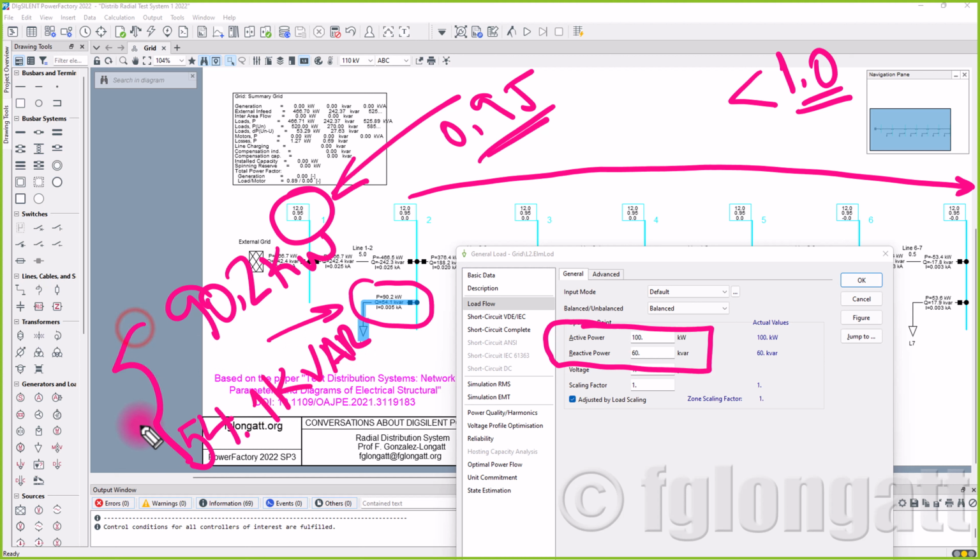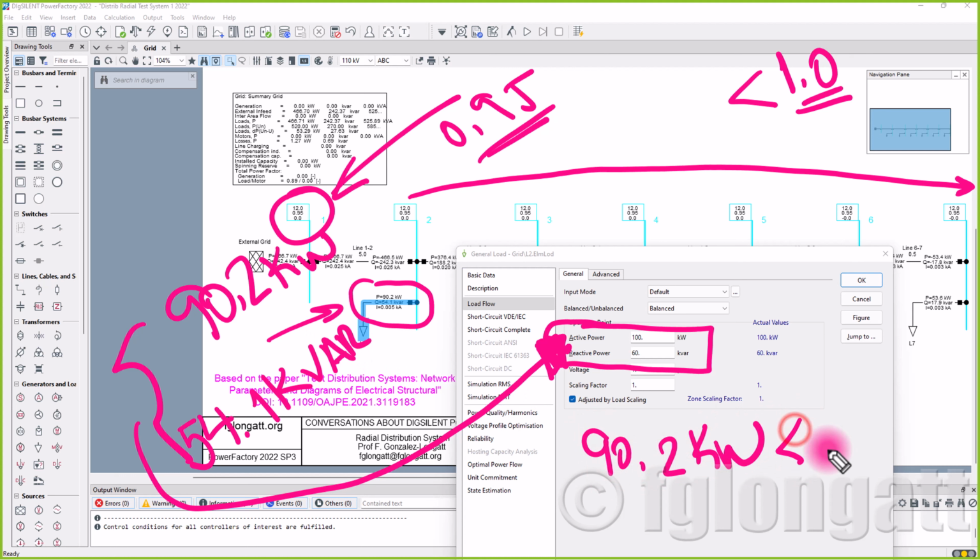However, if you compare this value with this, you can see that 90.2 kilowatts is lower than 100 kilowatts. The reason is that this value is only true if we have a voltage of 1 per unit. If the voltage is below 1 per unit, the load has a lower consumption. What I'm trying to show you is that if we use a constant impedance model and the voltage is below the nominal voltage, the power consumption is less.